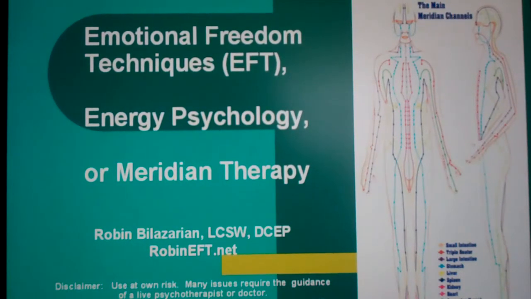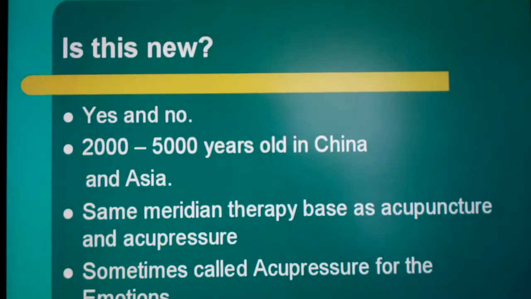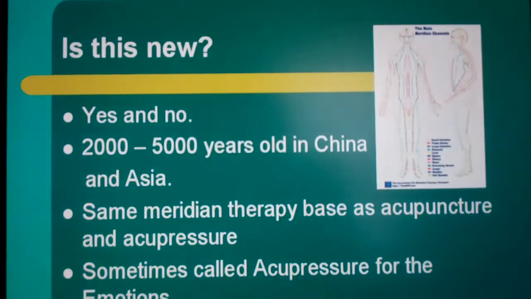This is an instructional tape on how to apply the emotional freedom technique and energy psychology. These techniques come out of China and Asia and are 2,000 to 5,000 years old, and they use the same meridian theory base as acupuncture and acupressure.